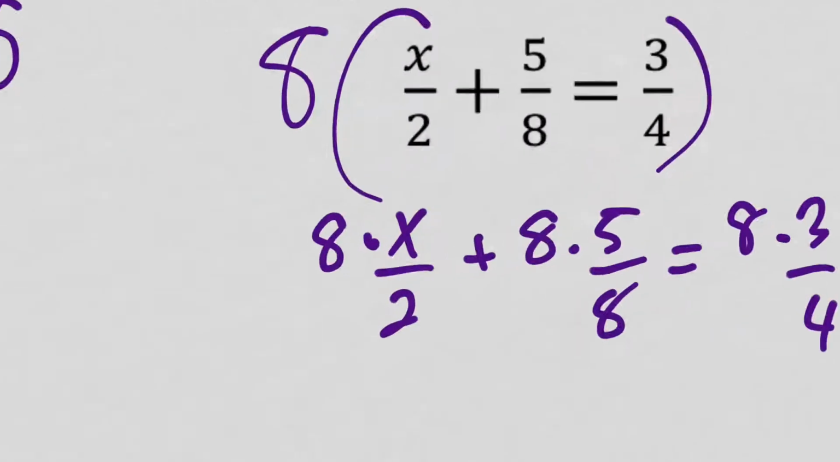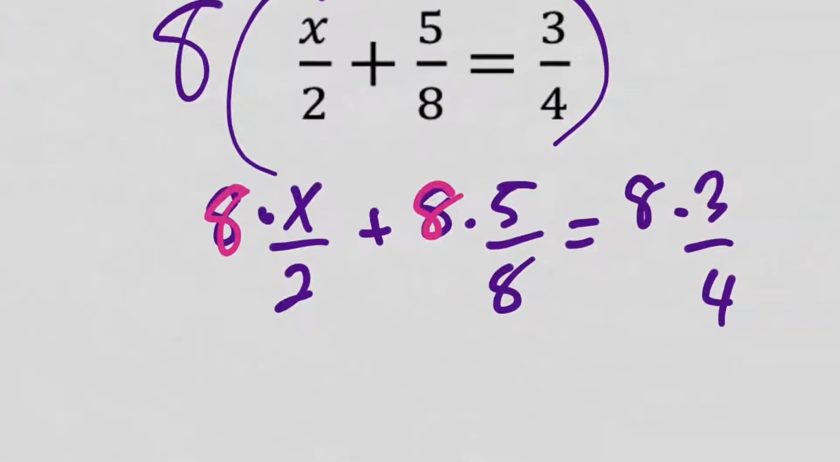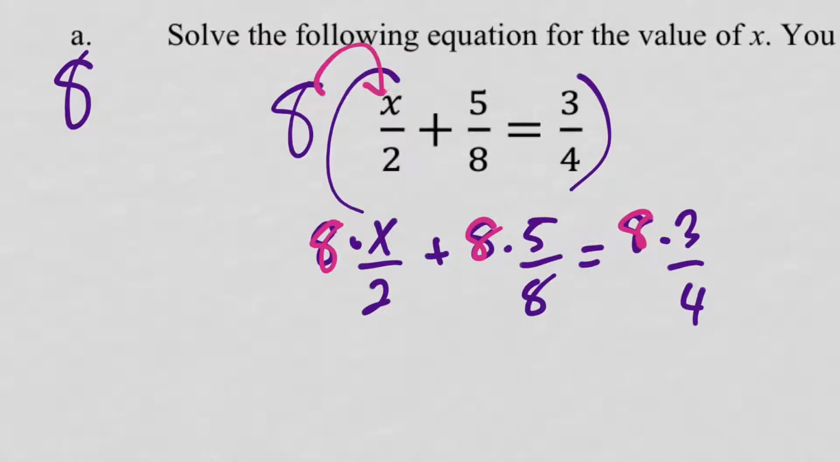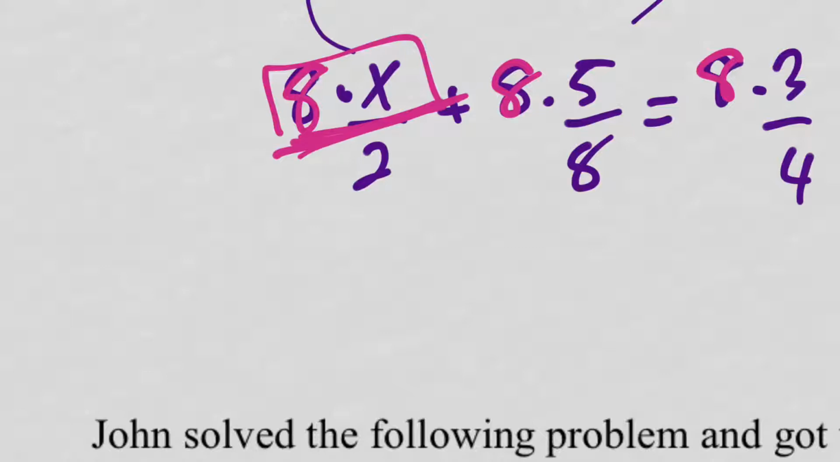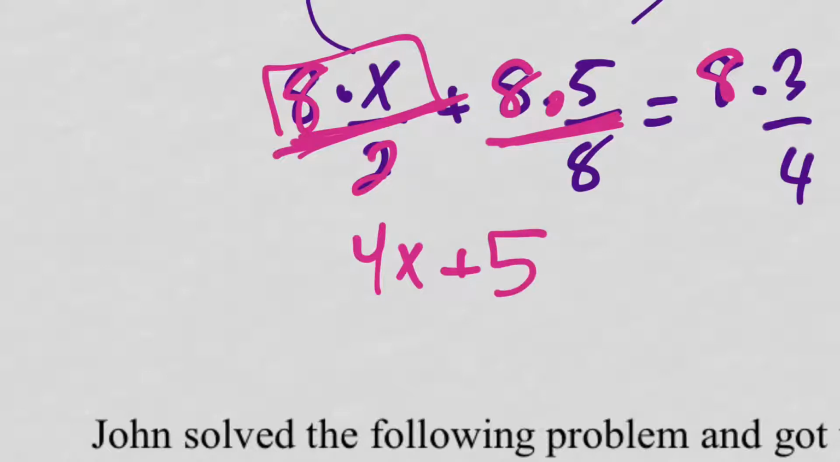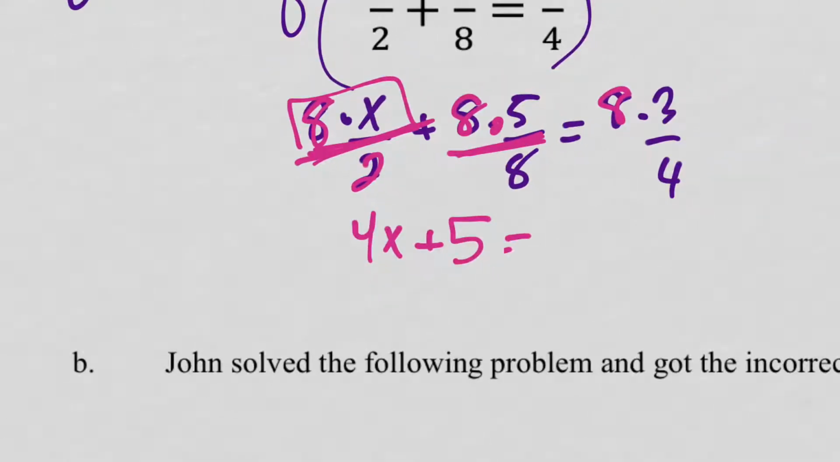So I'll outline my 8 in pink. 8 times x divided by 2, 8 times 5 eighths, 8 times 3 fourths. Well, 8 times x is 8x, and what's 8x divided by 2? 4x. Plus, what's 8 times 5? 40, and 40 divided by 8 is 5. And last, what's 8 times 3? 24 divided by 4 is 6.